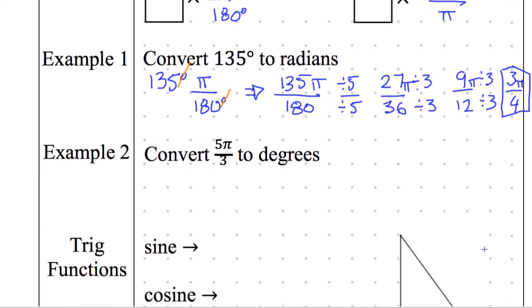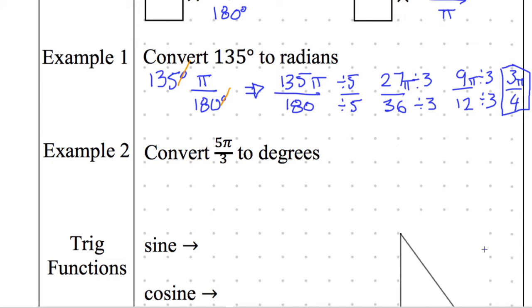Let's go to example 2. Now we have this fraction with pi in it, this radian measurement. We're going to convert this radian measurement into degrees. So how am I going to do that? 5 pi over 3, what am I going to multiply by? I'm going to multiply this 5 pi over 3 radians by 180 degrees over pi, converting into degrees. What will cancel out?